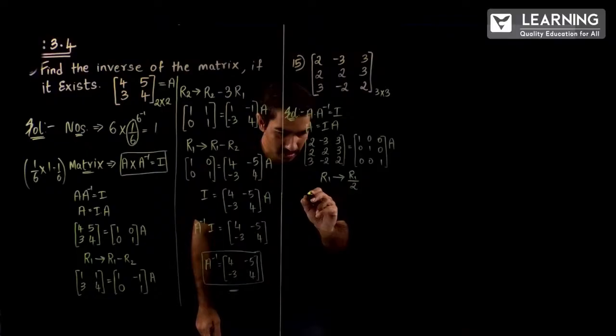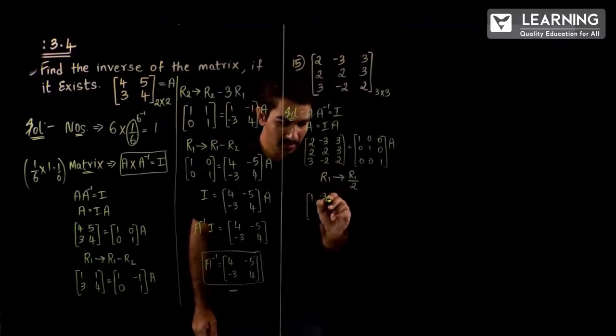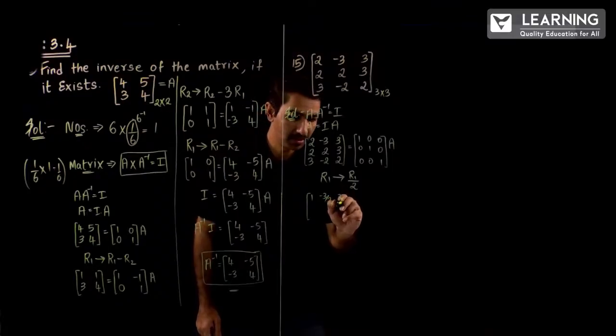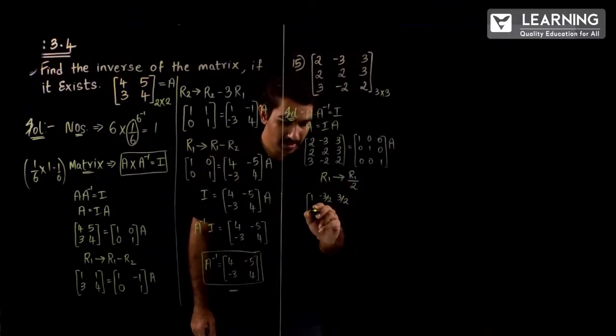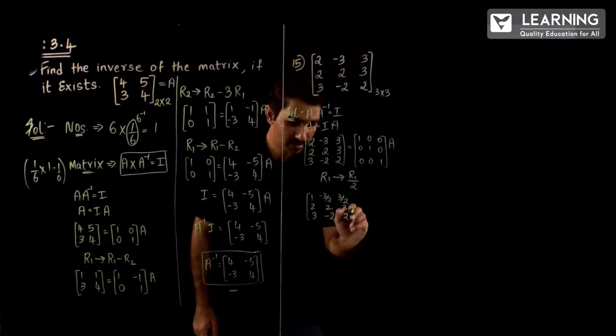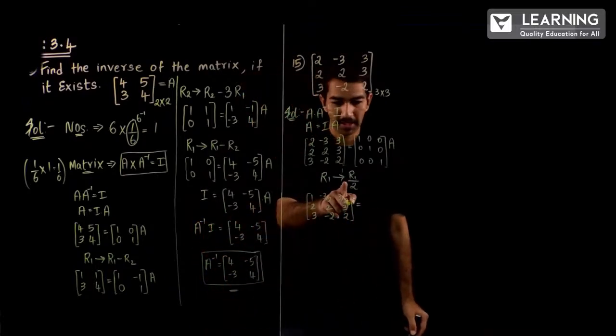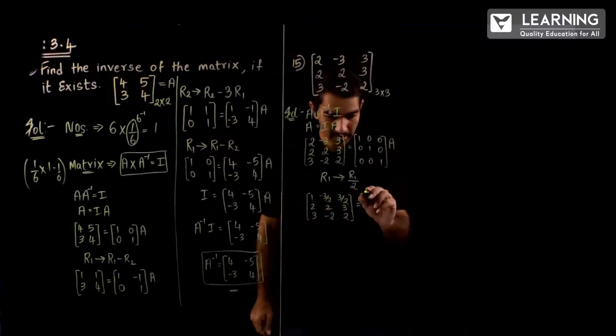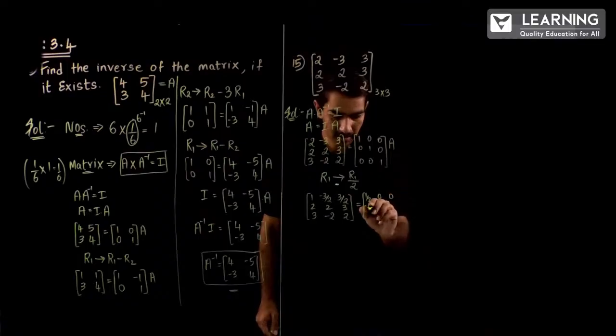So R1 is equal to R1 by 2. What will happen here, students? R1 by 2 is 1. This is becoming minus 3 by 2. This is becoming 3 by 2. R2 and R3 are same. 2, 2, 3. 3 minus 2, 2. Which is equal to, same operation is applicable to the right hand side as well. So this will become 1 by 2, 0, 0, 0, 1, 0, 0, 0, 1. A.